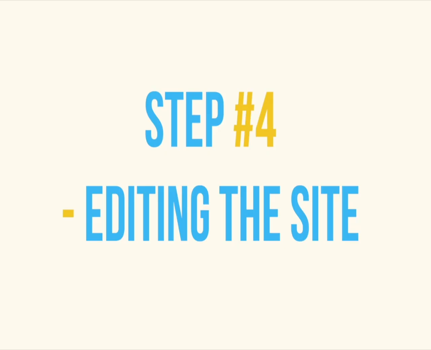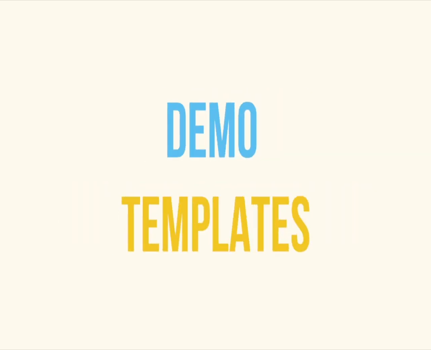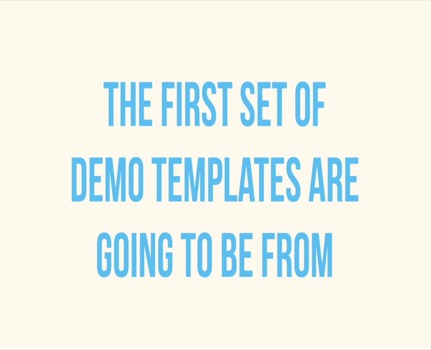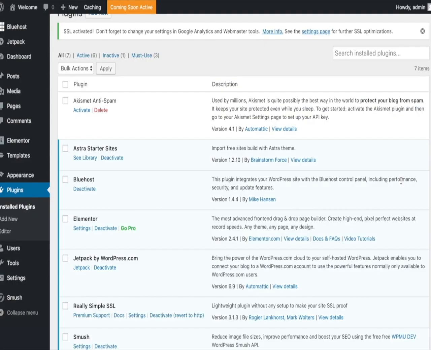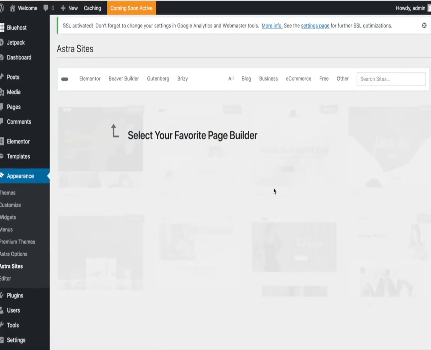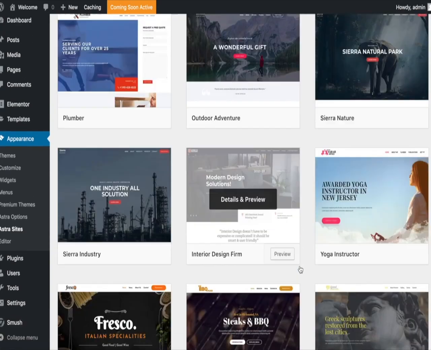Step 4. Editing the site. I know it can be hard to design a blank page. That is why we're going to be using demo templates. The first set of demo templates are going to be from the plugin Astra Starter Sites. To view some demo templates for your site, click on See Library. Now click on Elementor, and then click on Free. Now just choose a template you like.